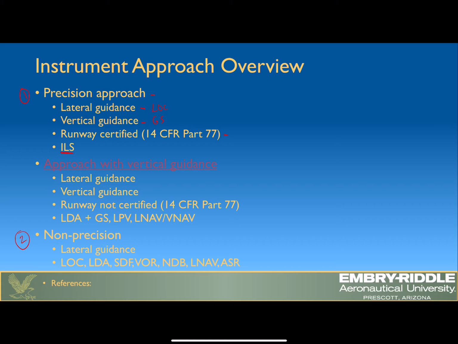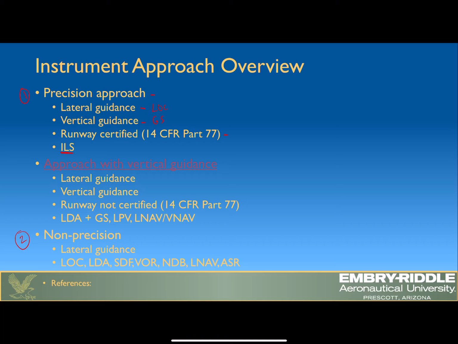With precision approaches, obviously the word precision helps you remember what you're getting with it. It's helping you get down to a very low altitude before you have to make that decision. So with precision approaches, you can have very low weather minimums. The clouds can be typically around 200 feet AGL. So it gets you very low to the ground.